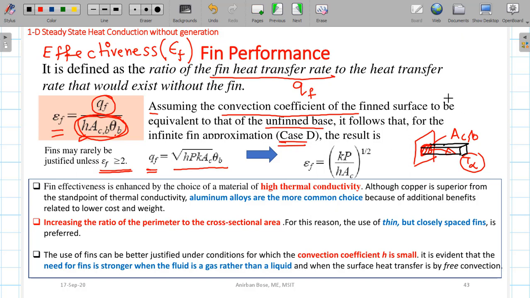That we have actually derived, how to calculate Q_f for different cases. So that you have to put here, and you have to check whether this is more than 1 or not. If it is more than 1, then definitely it is effective, but for practical situations fin can be justified if effectiveness is more than 2. So higher values of effectiveness we definitely want.